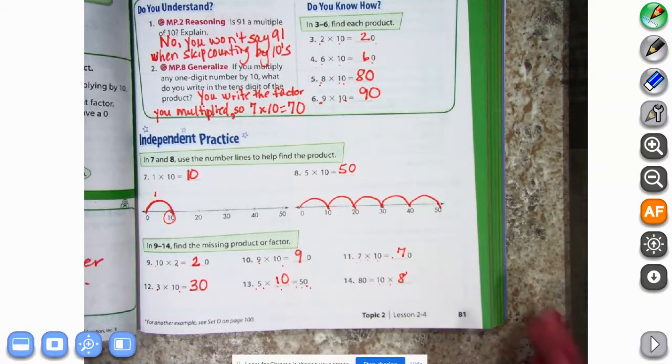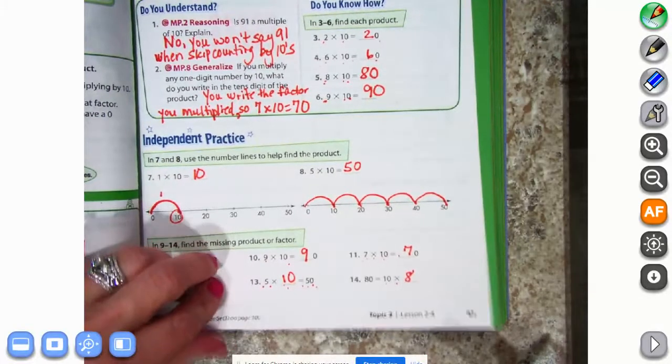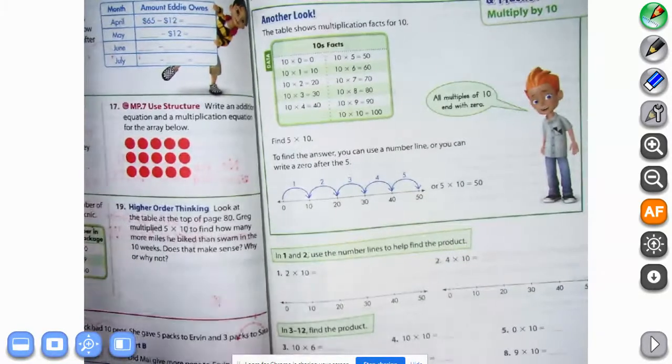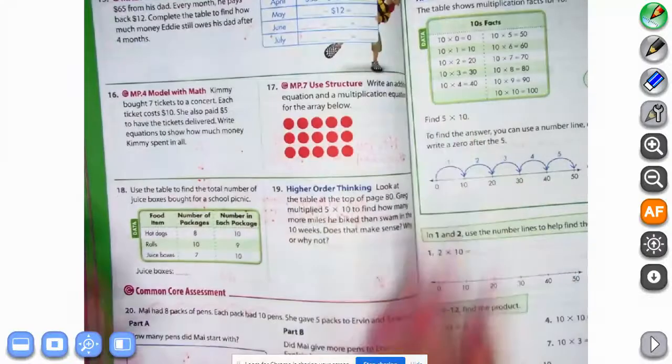All right, make sure you have everything filled out on this side before you go to the next side. So pause right now if you need to, so you can look at all of the answers. If you're finished, we're going to go on to page 82. Okay.